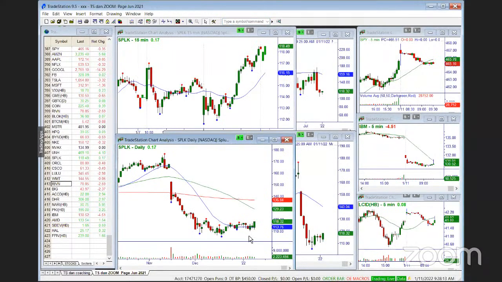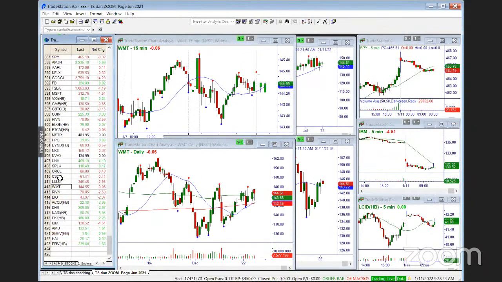Debbie gave us Splunk yesterday. This is on our list, both for a put spread and a directional. It's holding well here pre-market, so that's a tier one setup. And I define tier one as ready to go once I get some confidence of market direction. You've got multiple time frame alignment showing relative strength.